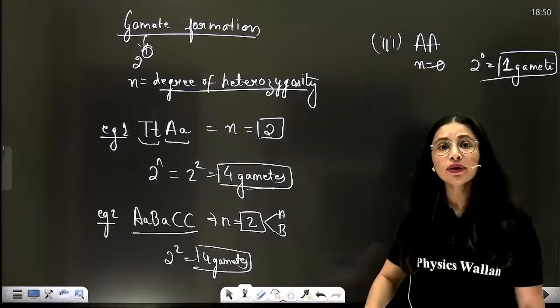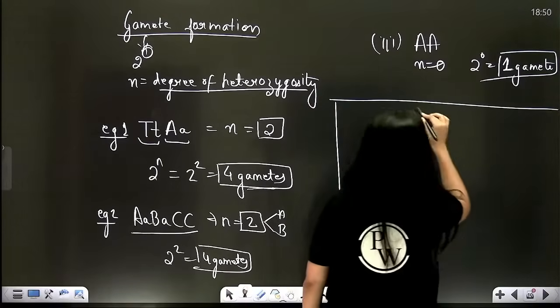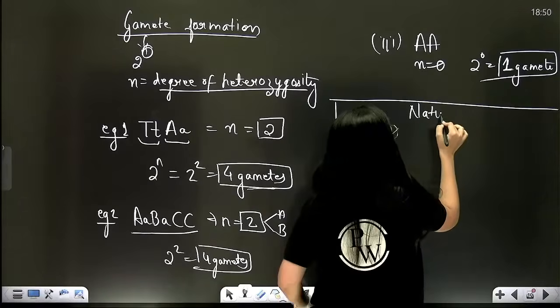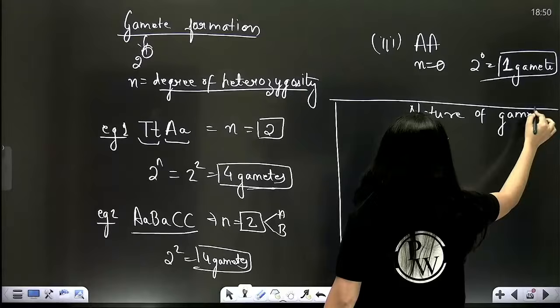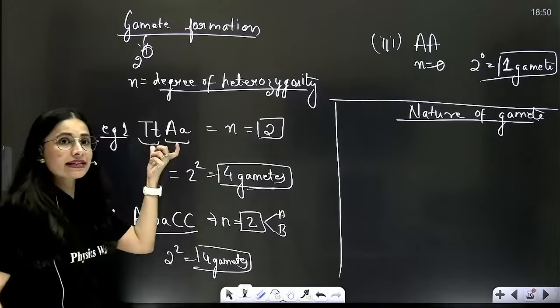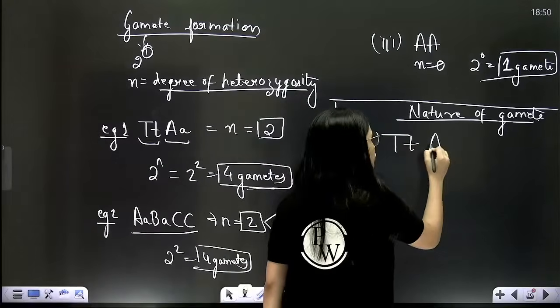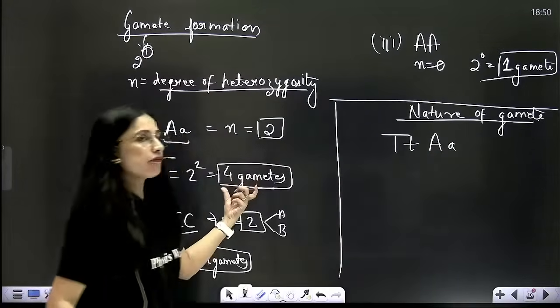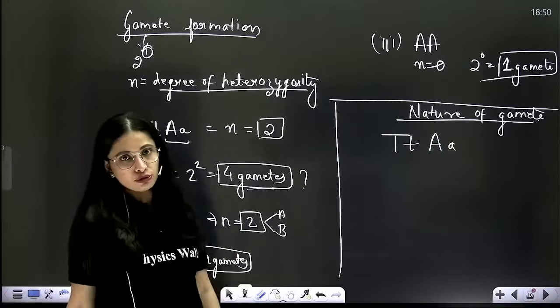So now we are going to see the nature of gametes. Beta, to check the nature of gametes, there is a simple tree branching method. Suppose this is my case. First case, let's calculate the types of gametes. You know, total 4 gametes have to be produced. But what are those 4 gametes? Now I am going to show you.